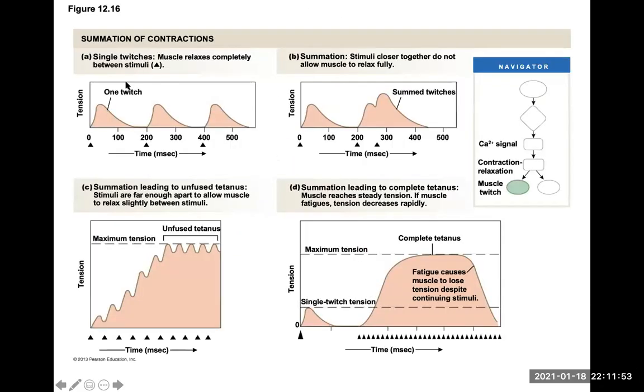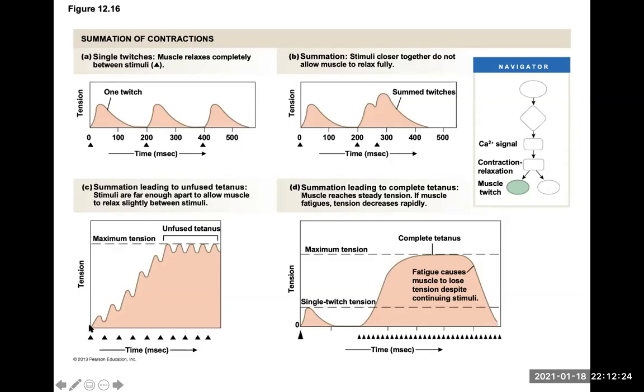Summation of contractions. So this just has to do with the fact that you can build on contractions. So this is single twitch. Muscle relaxes completely in between the stimuli or the twitch. Summation is now all of a sudden, and it's going to have a stimulus that's closer together. So you've had a contraction and a relaxation. A contraction, you began the relaxation, but then you had another stimulus and another contraction. So what happened is the tension of the summed twitches was higher than the individual ones.